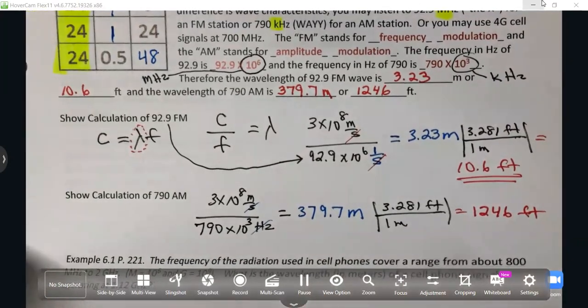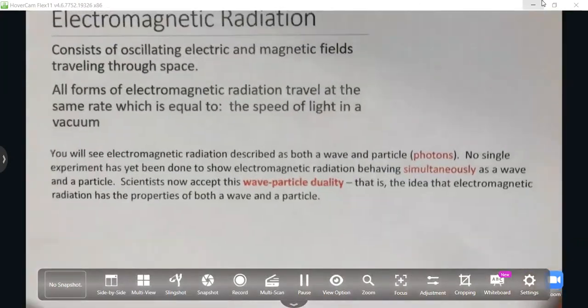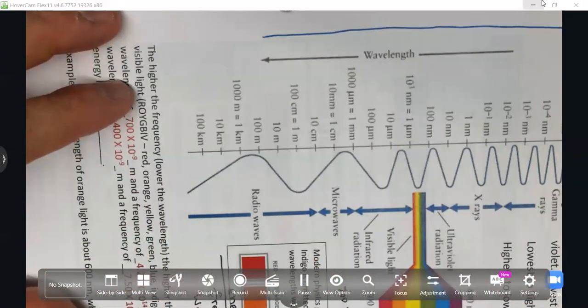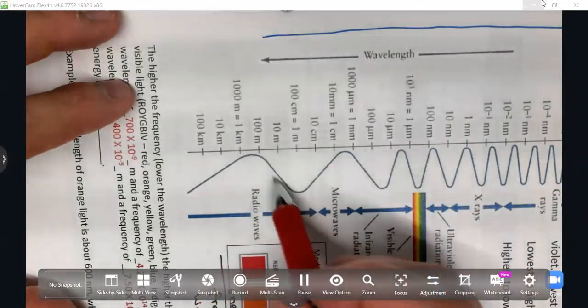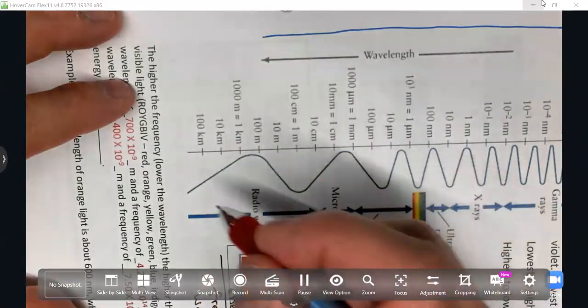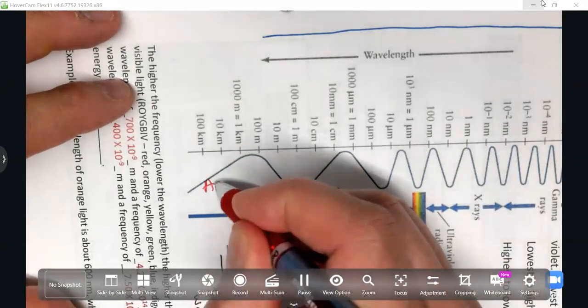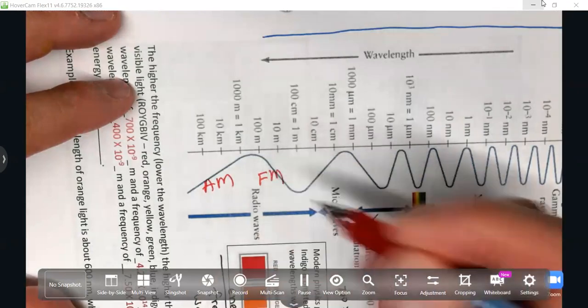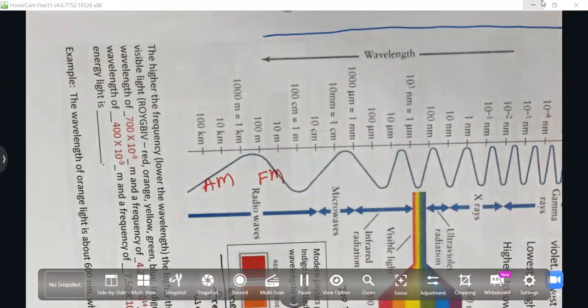So let's go to our chart, where I have radio waves here now. The longest wavelength to the left is going to be AM. So let's put AM here, and let's put FM. Yeah, AM then FM, right? Would make sense on the chart.